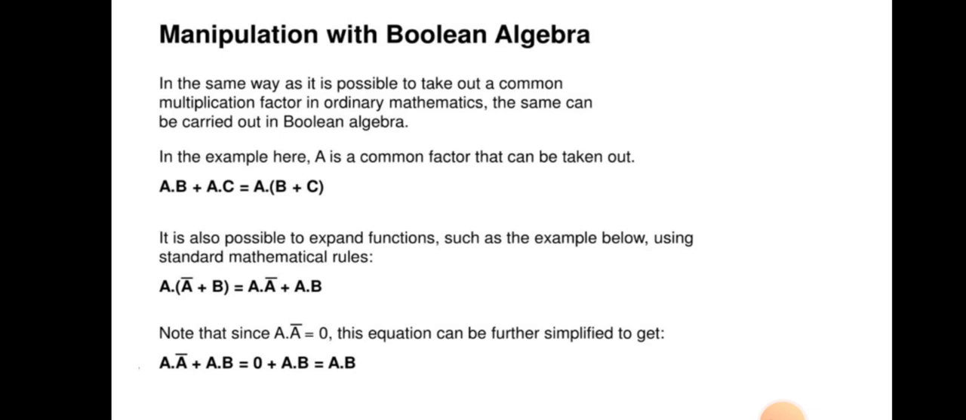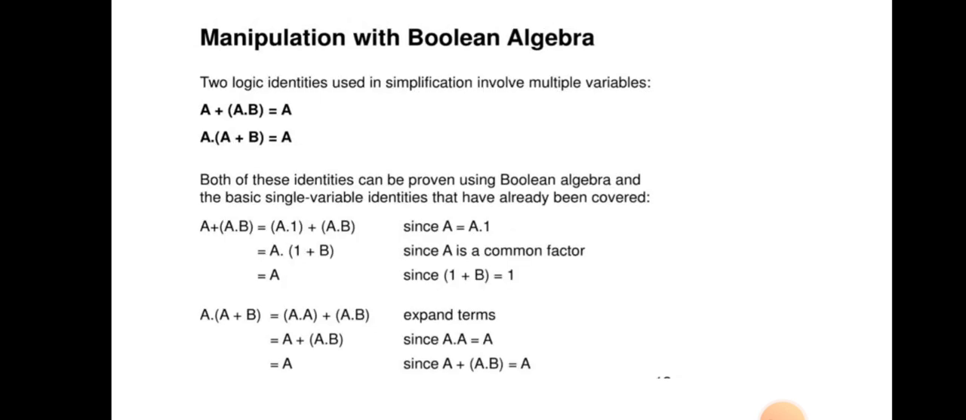Now let's move toward another manipulation with Boolean algebra. Two logic identities used in simplification involve multiple variables. A plus A dot B is equal to A.